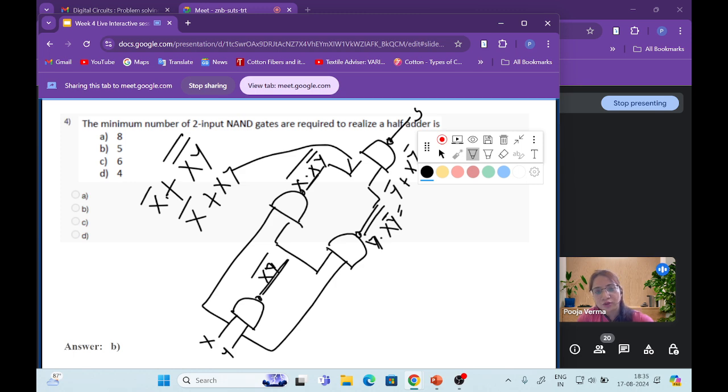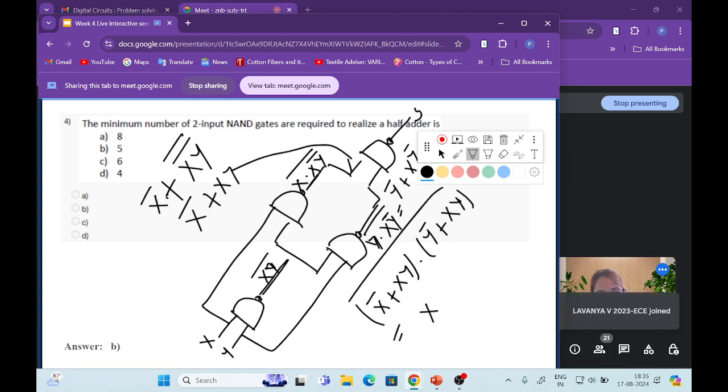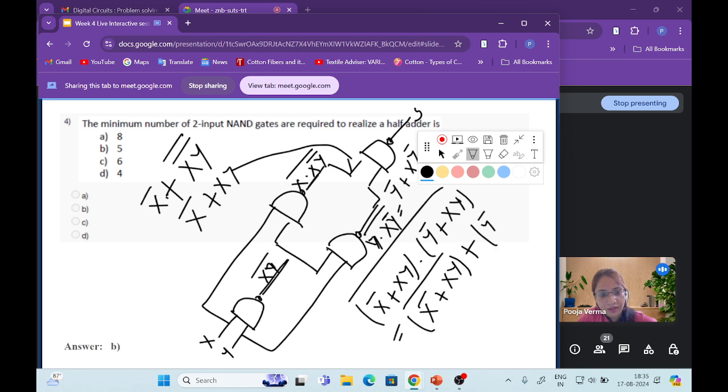Now these two inputs I have given to another NAND gate, so x dash plus xy in one bracket, these are in multiplication, then y dash plus xy, all dashed. So now let's solve this: x dash plus xy, dashed, plus y dash plus xy.